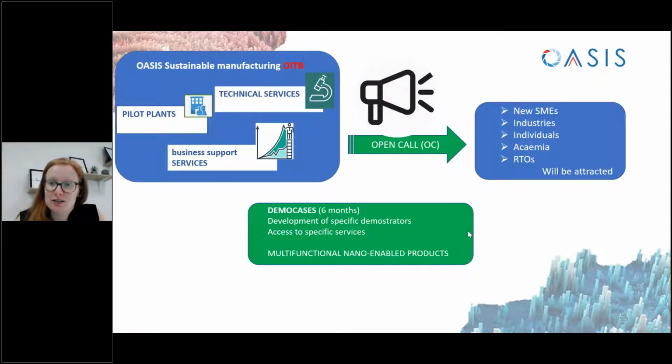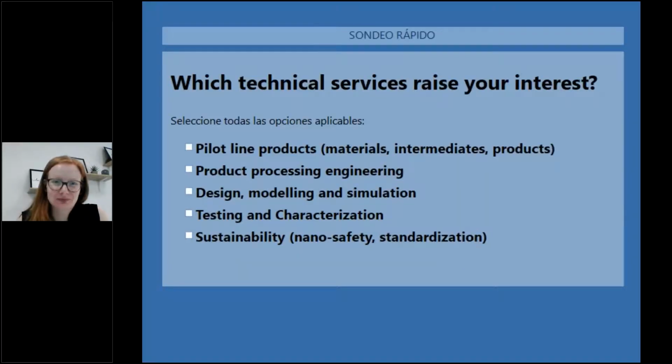And so Sonia has explained to you the different pilot lines. You have learned about the term showcases, and you have also already heard about services that are offered in OASIS. So to use the momentum, I have a question for you: which technical services raise your interest? By the way, you can click on multiple services. So the first one is the pilot line products on nanomaterials, nano-intermediates, and nano products.